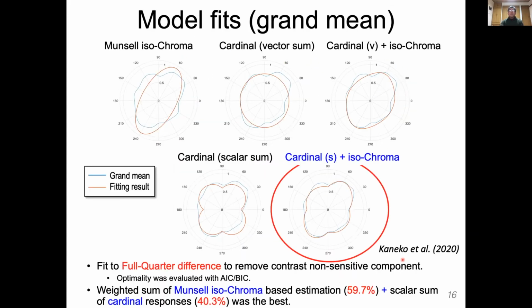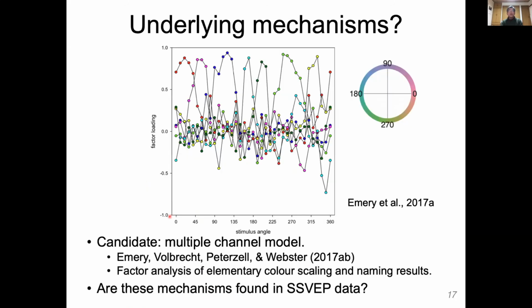So what kind of mechanism could evoke this kind of isochroma response? One of the possible candidates is a multiple channel model, which has been proposed and studied in psychophysics for many years. And here is the plot, which was taken from Emery's study in 2017, which was derived by factor analysis of elementary color scaling. And it shows a nicely narrow-tuned hue selective mechanism. Actually, it's 7, I think, which is covering the entire hue circle.